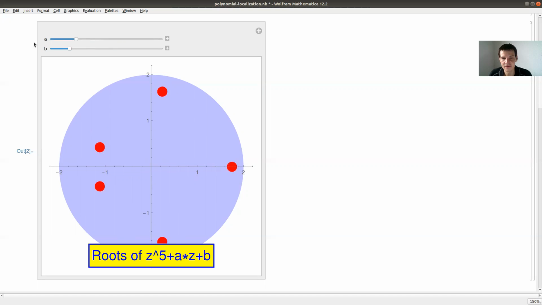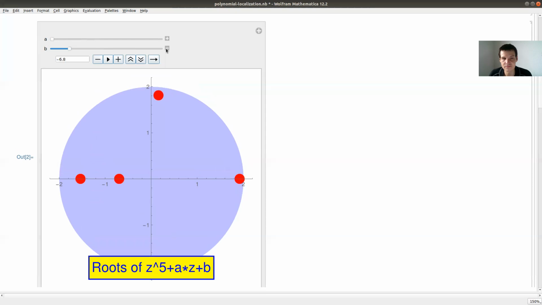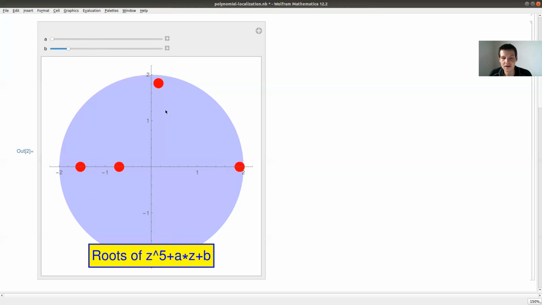So for this polynomial, for example, when a is almost -10 and b is -6.8, this is a pretty good bound. If both are around 0, it's maybe not the best bound. So you might want to play around with it a little bit more.